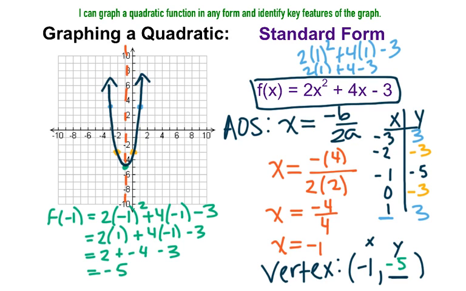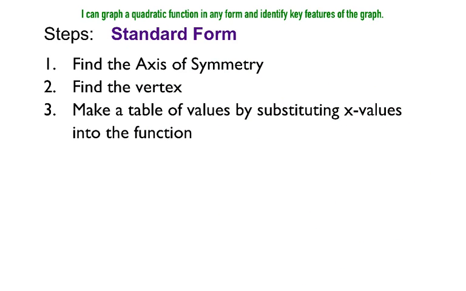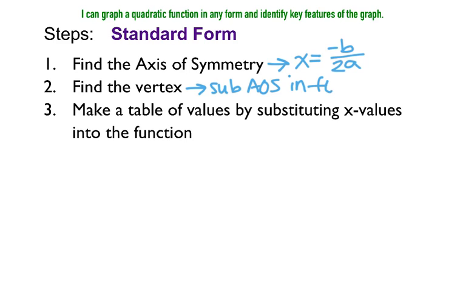So now let's write down the actual steps. So step 1 was to find the axis of symmetry. And when we have an equation in standard form, it's always the formula x equals the opposite of b divided by 2a. Once we have that, we can find the vertex, and we do that by substituting the axis of symmetry value in for x in our function and finding y.